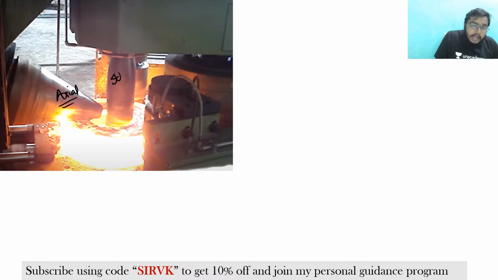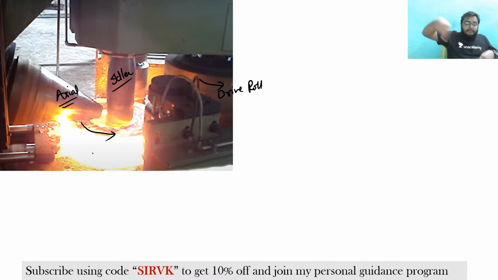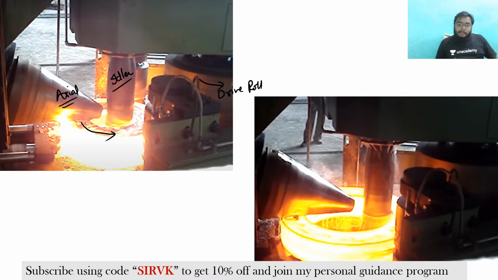This is the idler, and this is the drive roll. From these things what we can see here, it is rotating. So it will rotate like this, and when it is rotating at a very high speed, it will be forming the ring. Yes or no?